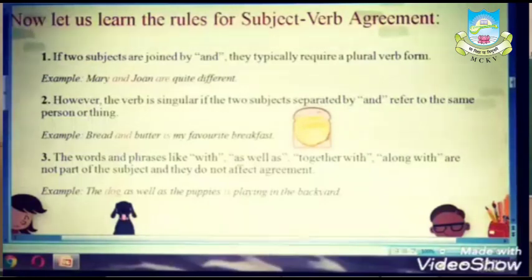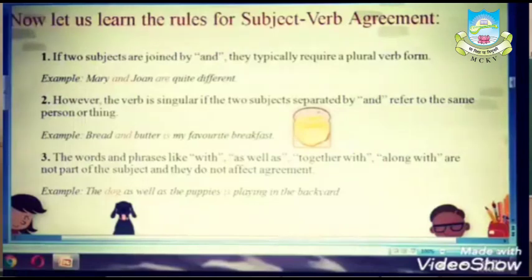Now, I am going to give you other examples to make it more clear. Ajit and I are great friends. The man and woman were determined to leave the village. A carpenter and a blacksmith live in our street. Now see number 2. What is written? However, the verb is singular if the 2 subjects separated by and refer to the same person or thing.